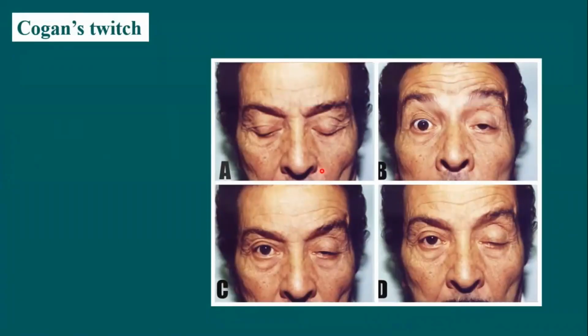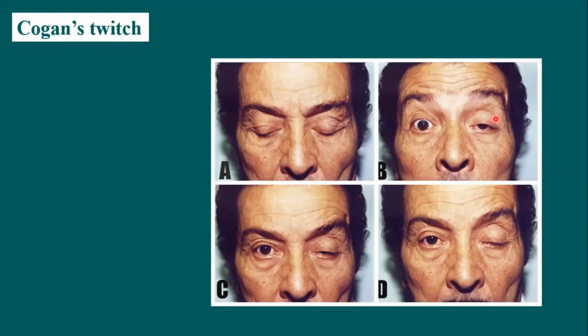And this is actually Cogan's twitch. Again, you will find videos on YouTube about Cogan's twitch. You can check them out. Just type Cogan's twitch, and you will find more than one video actually. But here it is demonstrated in photos. So you have to relax the elevator by asking the patient to look down first and then look at the primary position. During the rest time, the elevator muscle becomes stronger. So you will find retraction and improvement of the ptosis.